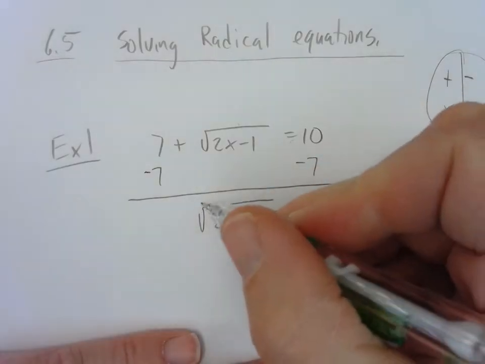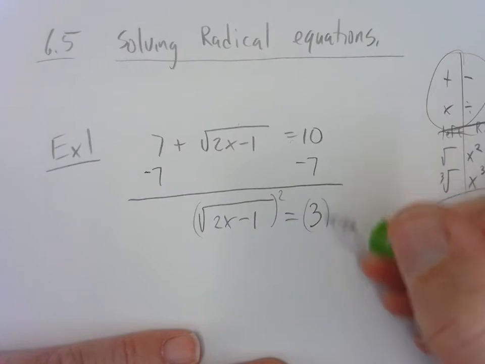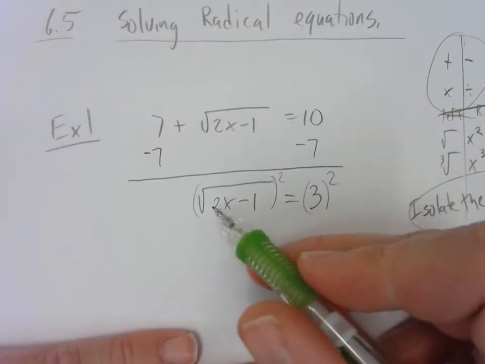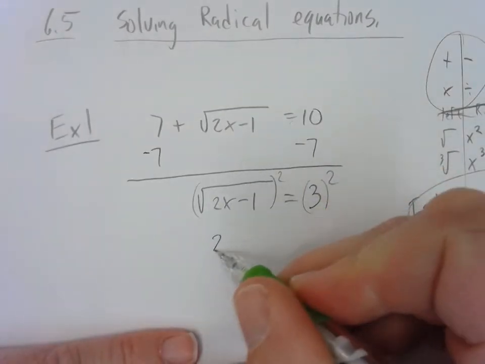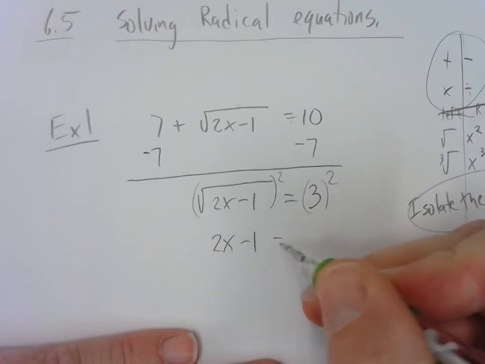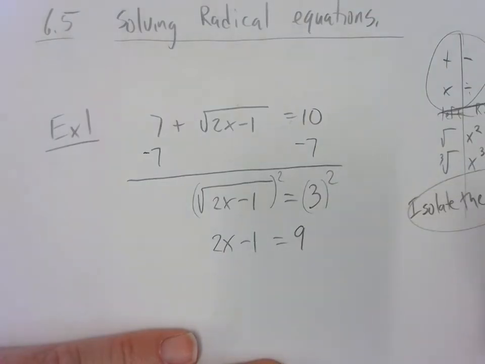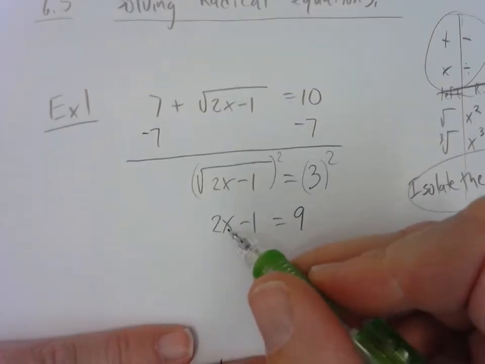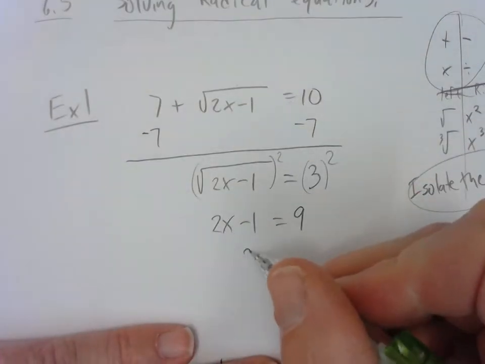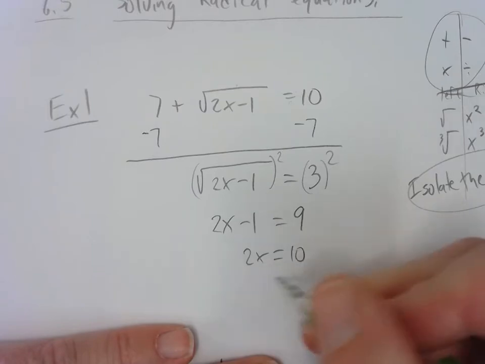So I square each side, and the radical goes away. Out falls 2x minus 1. You square this, you get 9. Now I've reduced it to an Algebra 1 problem. I'm going to add the 1 over, get 2x is equal to 10, and then divide by 2, so you get x by itself.